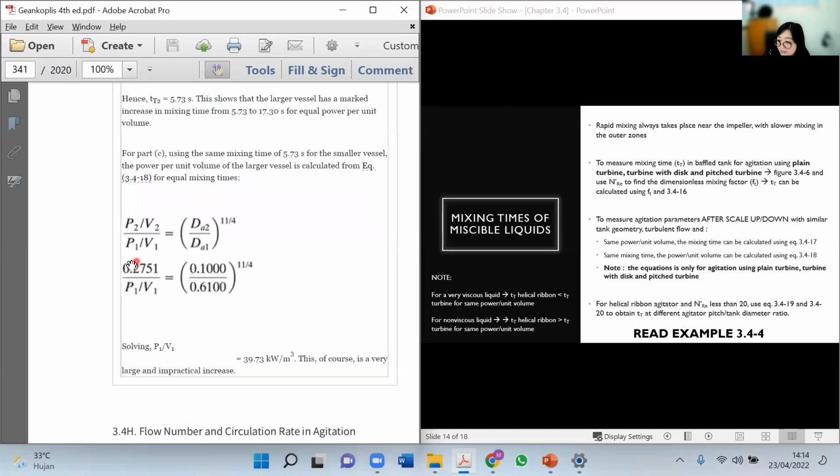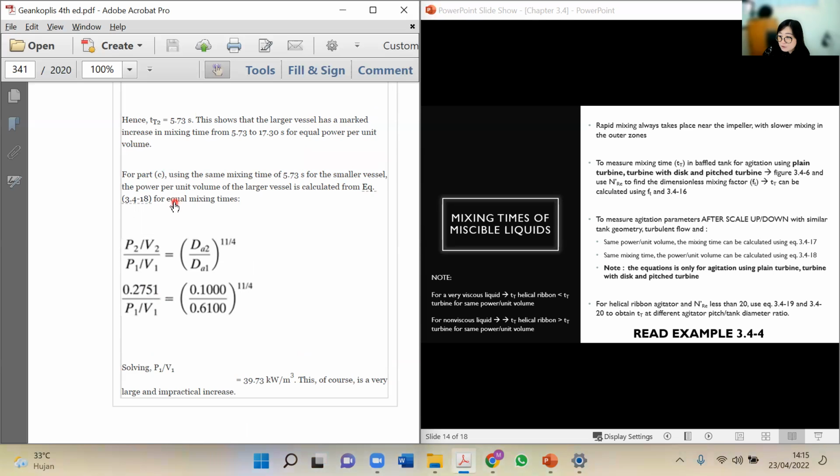Yeah, it is 0.2751. Because from point B, maybe some of you will question this. P per V equals 0.2751. It is actually from point A, right? It comes from the original vessel. It's not from point B. Maybe some of you will question this, but the answer is no. Because actually in point B, we also use the same P per V.